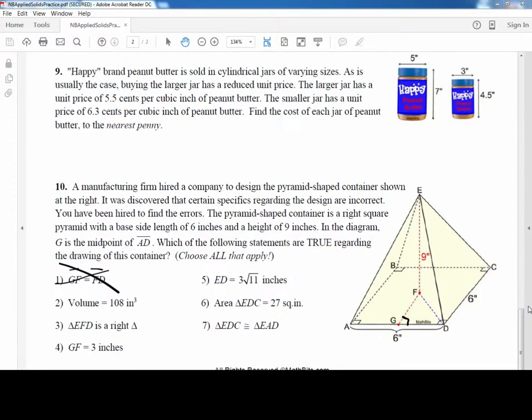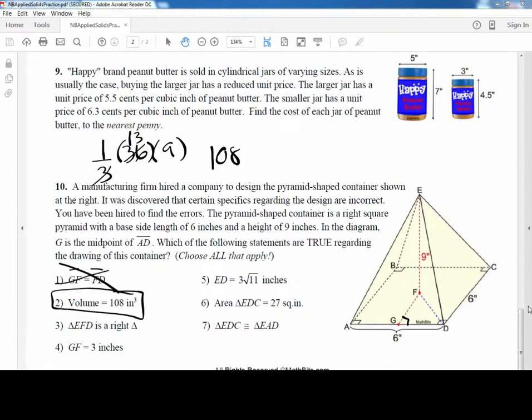All right, cool. Is the volume 108 inches cubed? So we're going to treat this like a rectangular prism and then take a third of it. So area of the base, 6 times 6 is 36, multiplied by the height of 9. How much of it do I need? We're finding the volume of this thing, so I want only a third of it. So 3 goes into 36 12 times. 12 times 9 is 108. So this one is true.